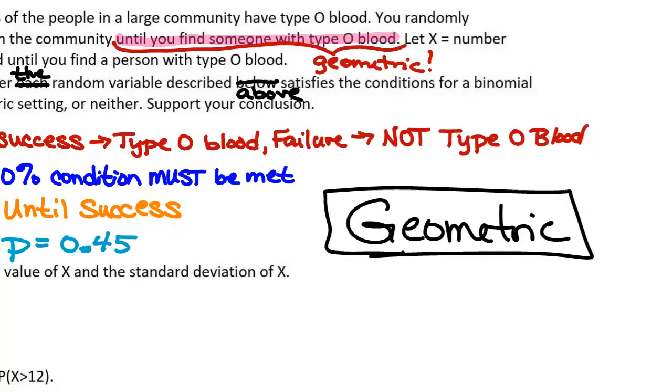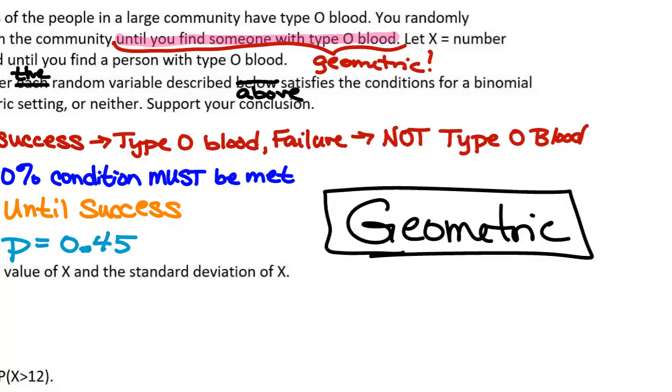Please make sure that if you are asked what type of random variable something is, you answer that for sure, but you need to provide support for that. Even if it doesn't say support your conclusion, if I ask you what kind of random variable it is, you have to show me your BINS check to support that it is binomial or that it is geometric.